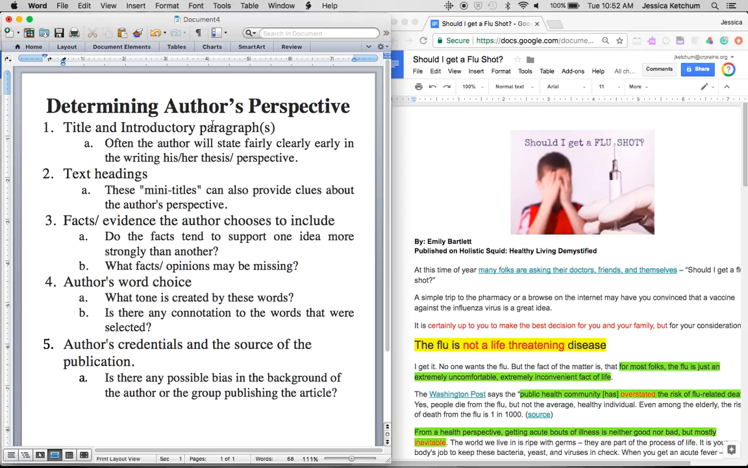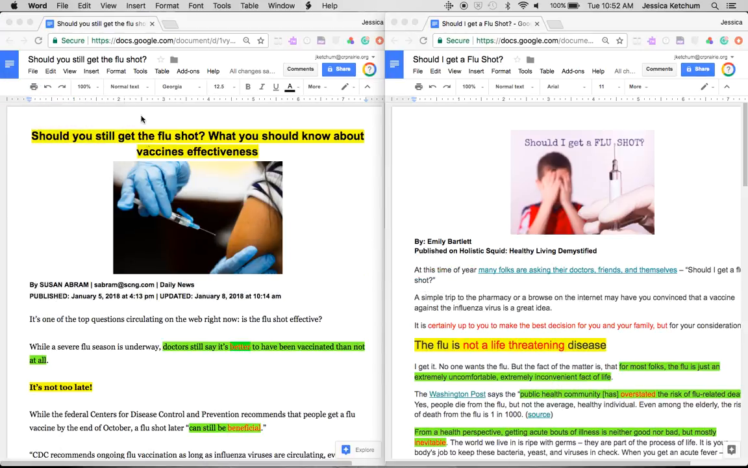So we use that same procedure as what we did for analyzing a single story, but now we're applying it to two stories and we're looking to compare and contrast across. It seems like there's pretty clear evidence that this author's perspective is that you should get the flu shot. It may not be perfect, but that it does enough to reduce the risk and it helps people out that you should get the flu shot.